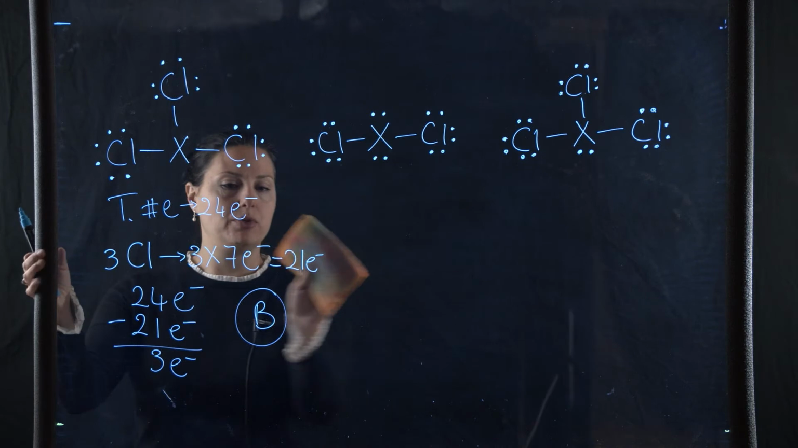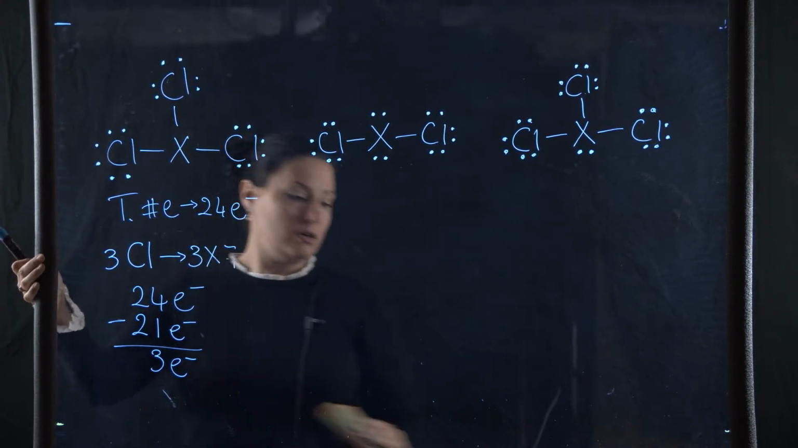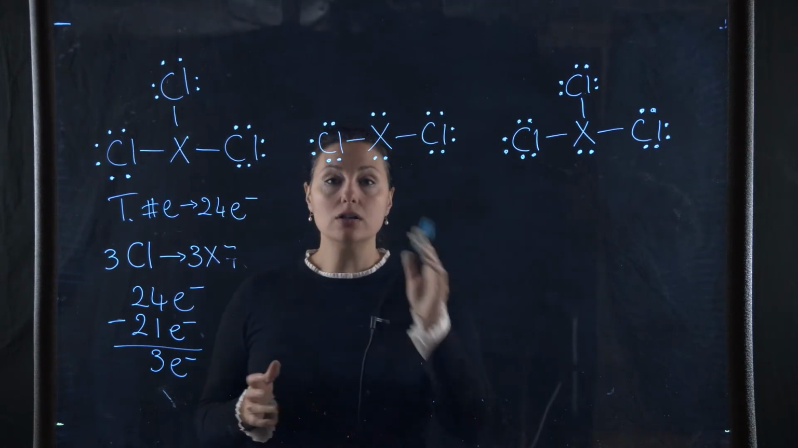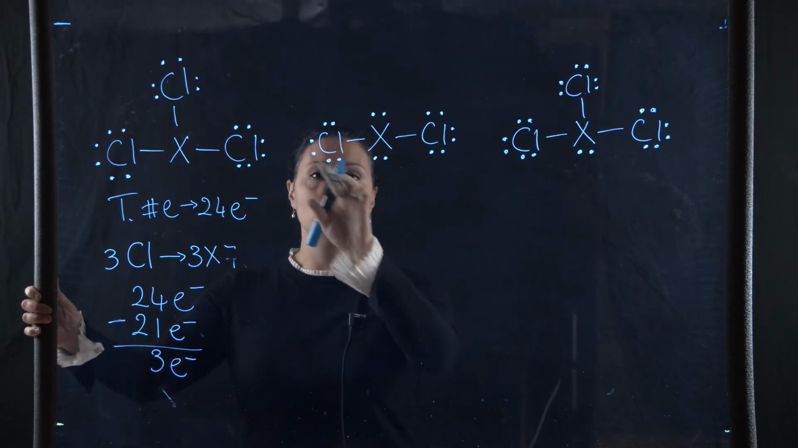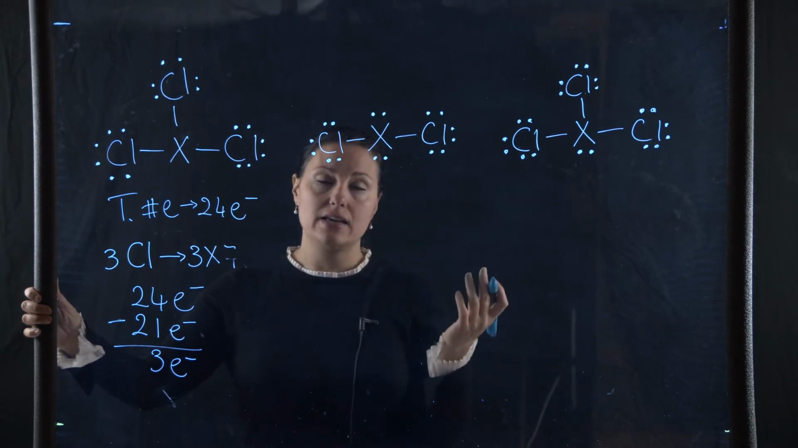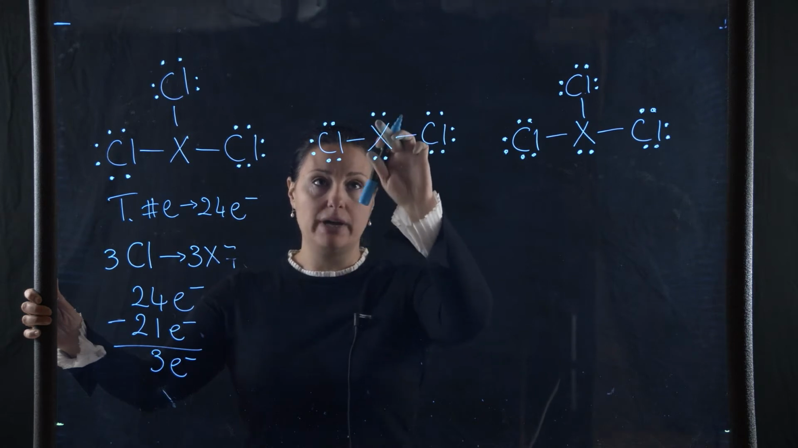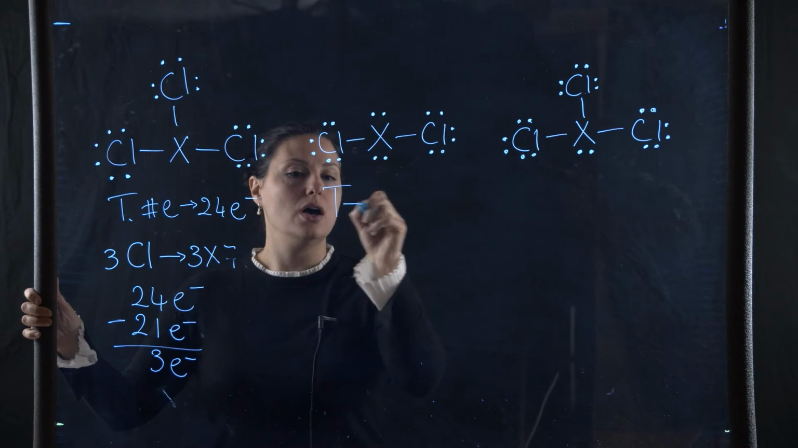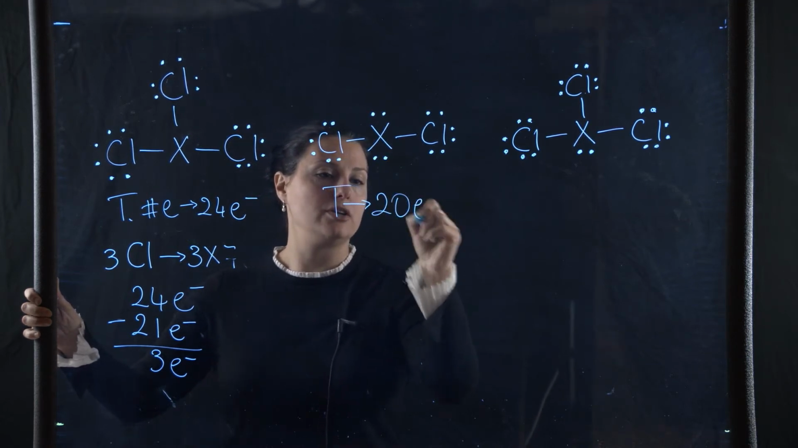Let's look at this example here. Once again, we will add up all of the electrons to get the total number of electrons. So I have 2, 4, 6, 8 electrons for each chlorine, and that gives me a total of 16, but then I have 2 lone pairs on this, which gives me 4 more, for a total of 20 electrons altogether.